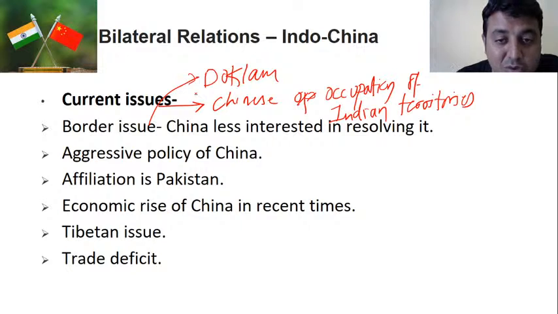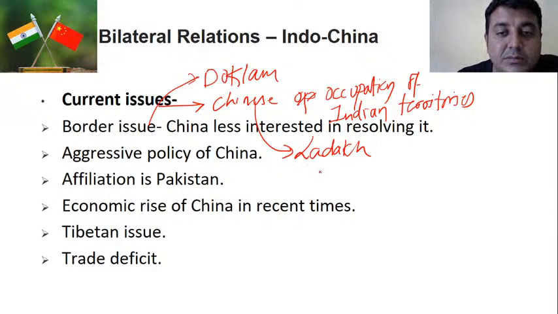This year only, in 2020, we knew that China entered the Ladakh region. They still hold Pangong Lake. Everybody knew about Pangong Lake and the Ten Fingers. This area basically belongs to India, and China occupied it. Negotiations are going on between India and China, but they are still in Indian territory.